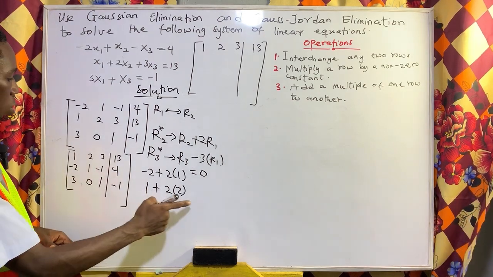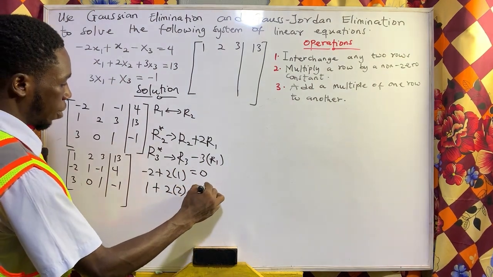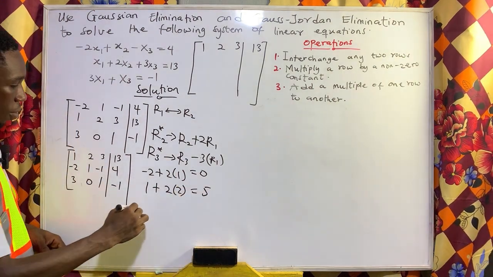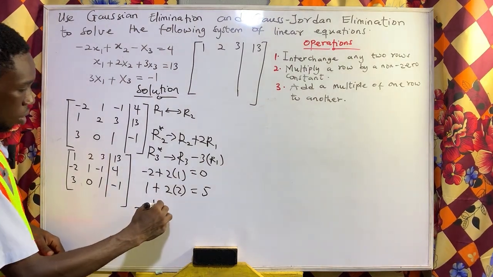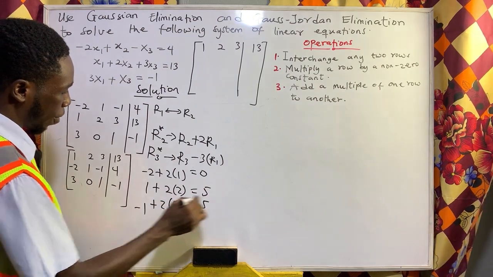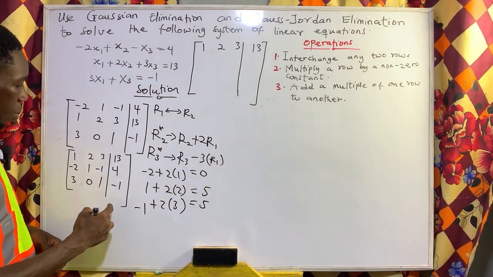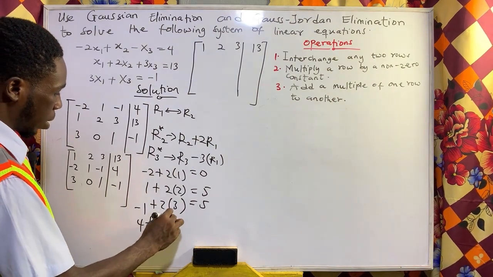Okay, plus what? 2 times what? These 2 here. Right? So this will give us a value of 5. And then the next one: minus 1 plus 2 times 3. This will give us a value of what? 5 also. Okay, and then we have 4 plus 2 times 13.